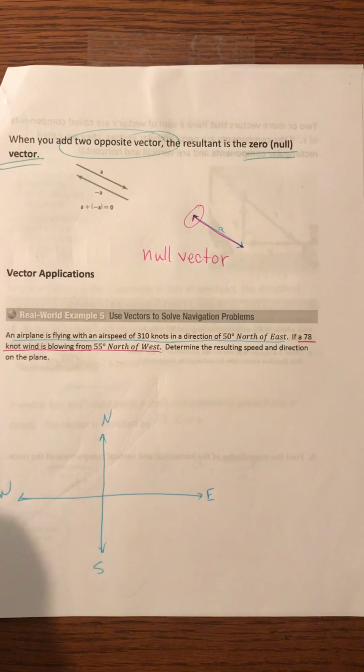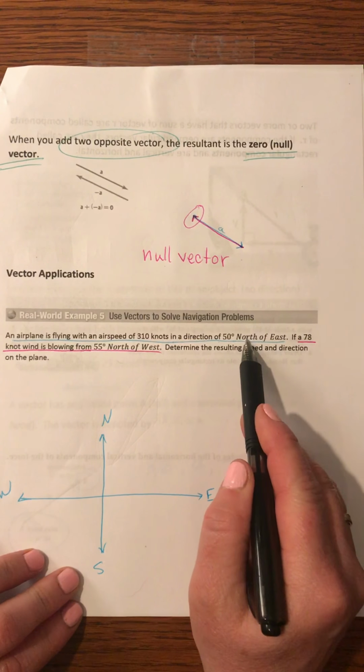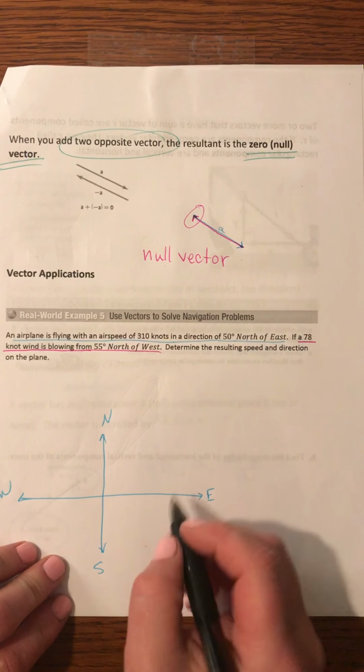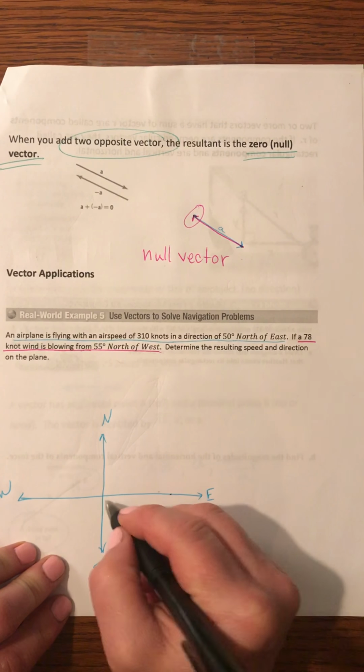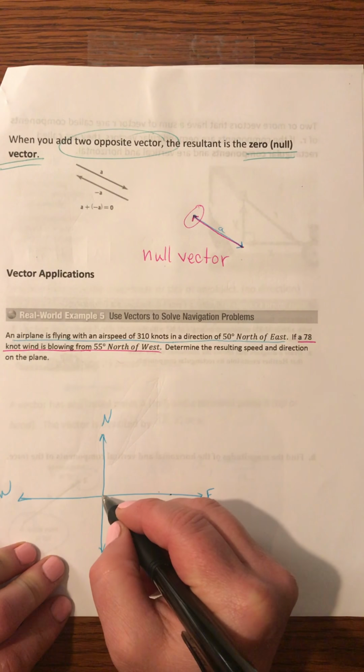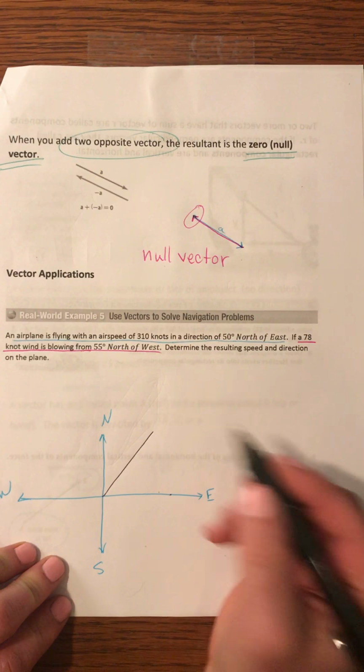All right, we're going to go 50 degrees north of east. So we want to start at the east, and we're going to go towards north, 50 degrees. If this were 45, we'd go a little bit more. I'm going to say that's about 50 degrees.